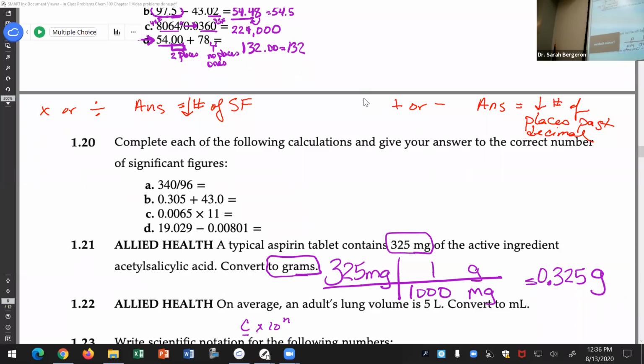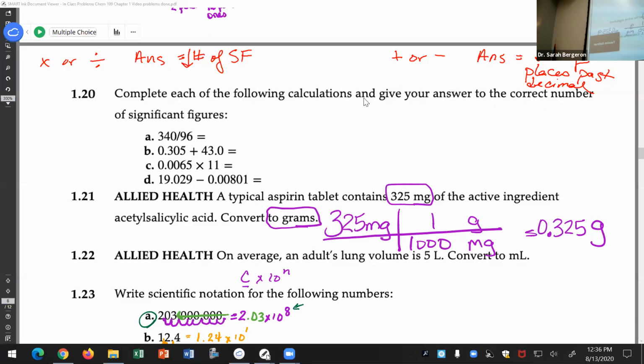So what are we doing in A? We're dividing. Before I do the calculation, what's my lowest number of significant figures? 2. So my answer has to be in 2 significant figures. So if you put this in the calculator, what do you get?